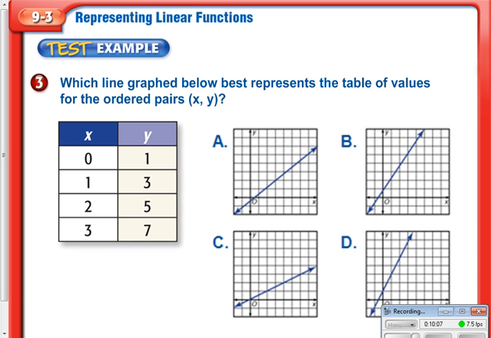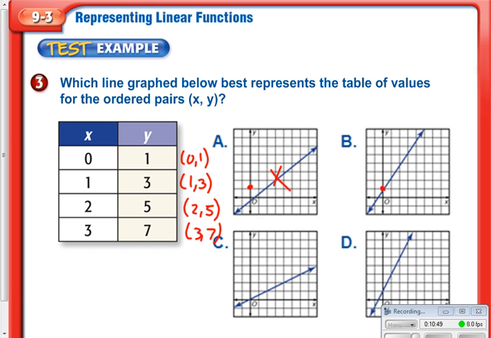Our last thing here, we need to determine which line graph below best represents the table of values for the ordered pairs x, y. Basically what we have here is the ordered pairs (0, 1), (1, 3), (2, 5), and (3, 7). So if you were to plot these, we want to know which line covers those plots. The first one we have is (0, 1). Well, that is over nowhere and up 1. That would be here. So we know A is ruled out for that plot. (0, 1), well, looks like it could happen. B might be a potential possibility.